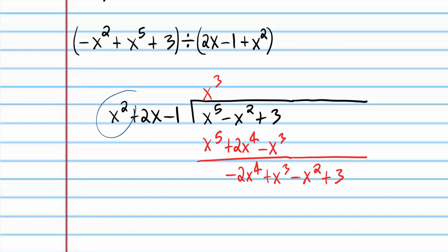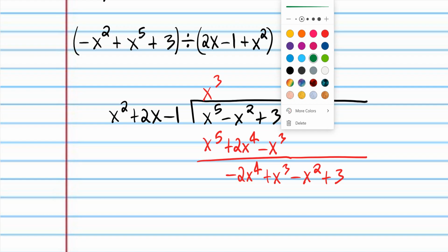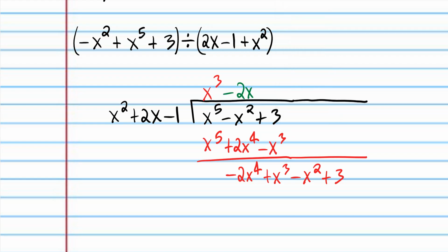So x squared times what is equal to negative 2x to the 4th power? Well, that's going to be negative 2x squared. So that's the first step of the cycle.